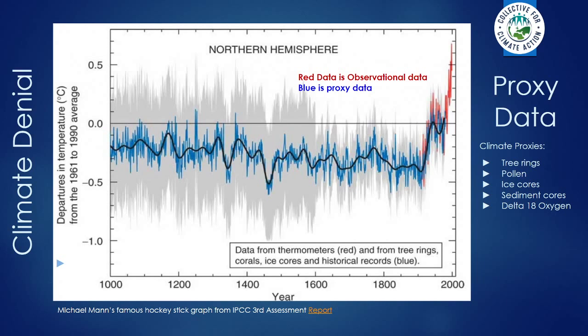This is a really famous graph. This was from the third assessment report. And if you Google hockey stick, you will find that there's loads and loads of entries. Pretty much most of them will be all about how this is rubbish. The IPCC used this, and it's absolutely right. This is observational data in red, and the blue data is proxy data. And this is one of the things that the climate skeptics called out as being rubbish.